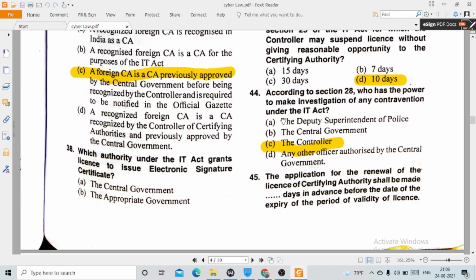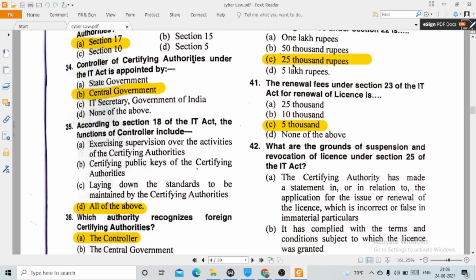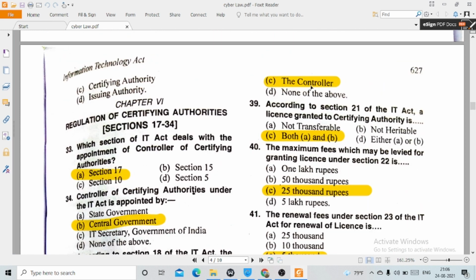38. Which authority under the IT Act grants license to issue electronic signature certificate? So this is actually option number C. Controller issues the same. 39. According to Section 21 of the IT Act, license granted to licensing authority is option number C, both A and B. So this is not transferable and not heritable.